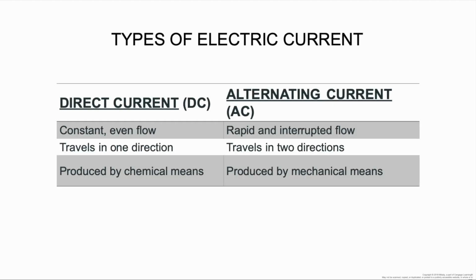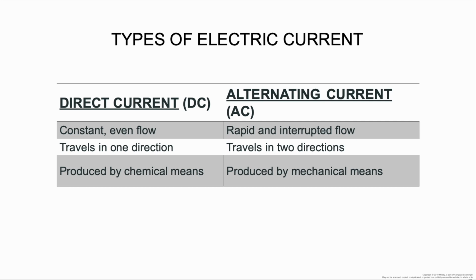So types of electric currents. You have direct current, which is DC, and alternating current, which is AC. The differences between the two are on the screen, but while you're looking at those, I just want to talk a little bit about direct current and alternating current. So abbreviated as DC, direct current, think direct, is a consistent, even flowing current that travels in one direction.